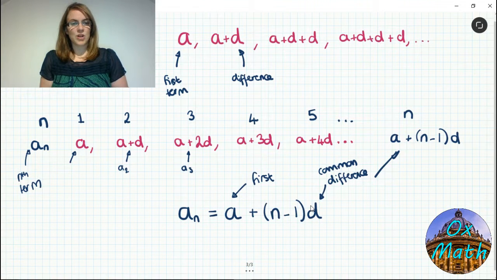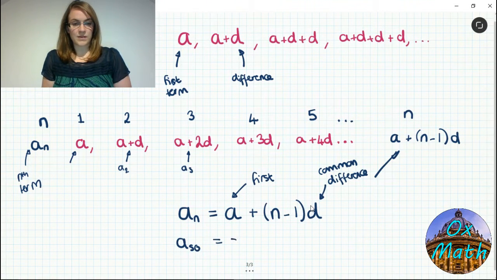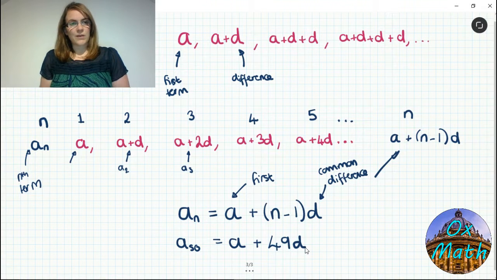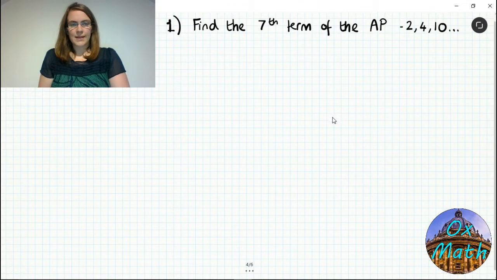So if I wanted to know my 50th term, as long as I knew my first term, I'd be starting at a, my first term, and adding on 49, which is 1 less than my position number 50, 49 lots of d. This gives us the value of any term in the sequence, providing we know our first term and our common difference each time. So let's have a look at some questions to see what we can do with this.